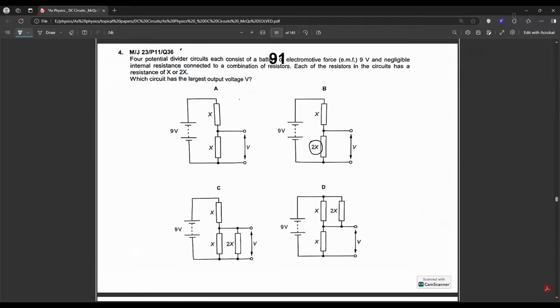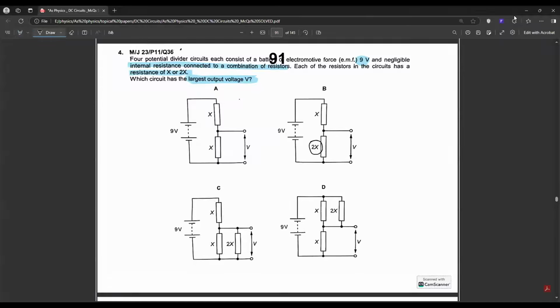Okay, let's see this. 4 potential divider circuits each consist of a battery of electromotive force 9 volts and negligible internal resistance connected to a combination of resistors. Each of the resistors in the circuit has a resistance of either X or 2X. Which circuit has the largest output voltage V?